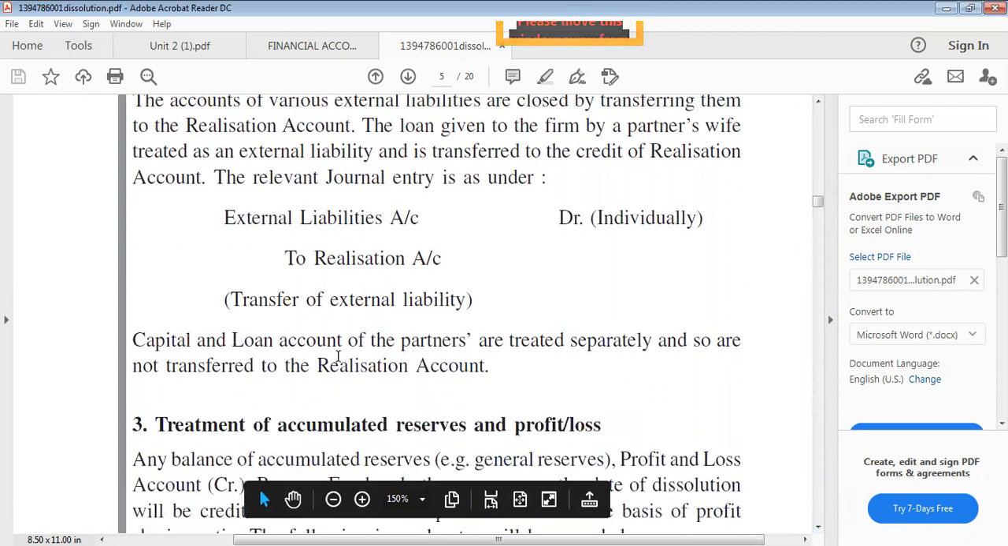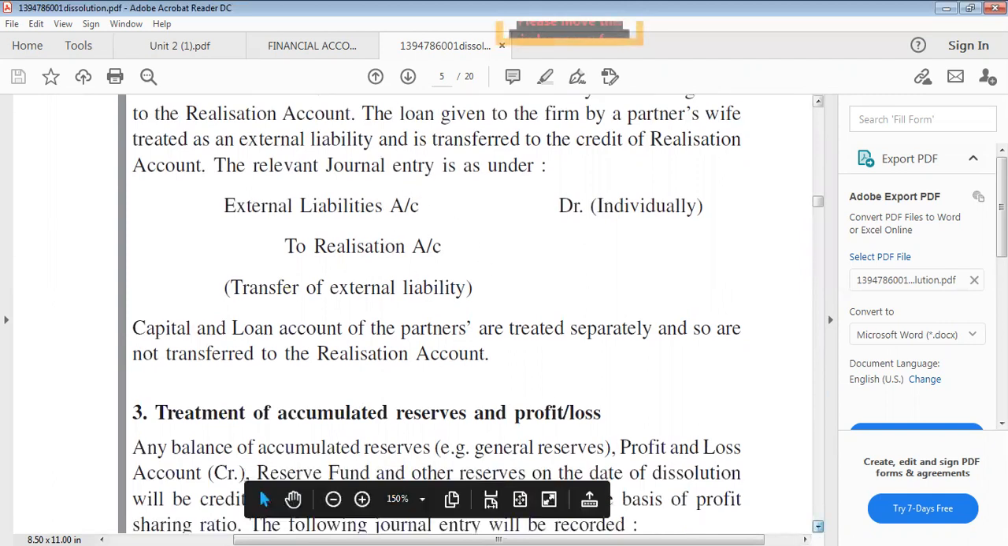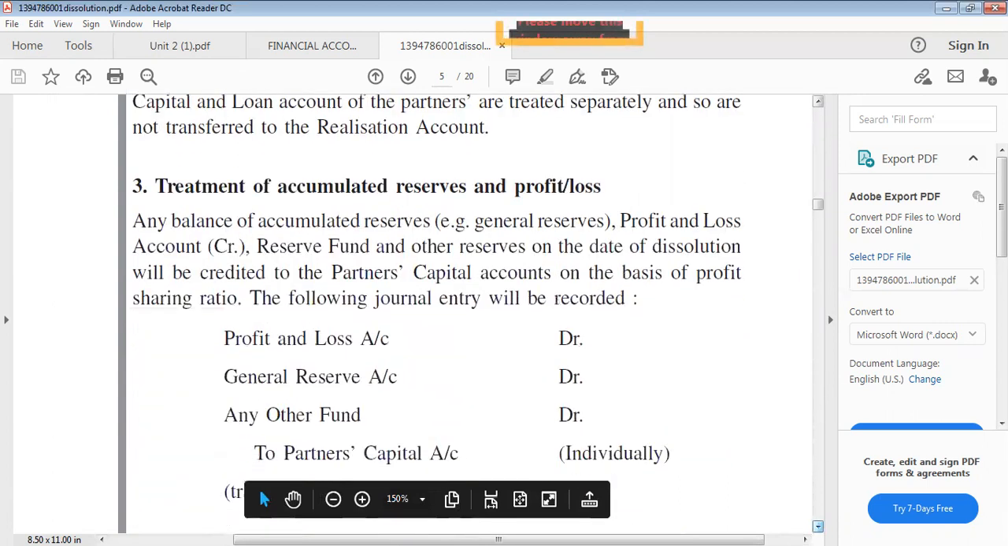Capital and loan accounts of the partners are treated separately and so are not transferred to the realization account. Right? It's different from a loan from a wife. We look at now treatment of accumulated reserves and profit or loss.